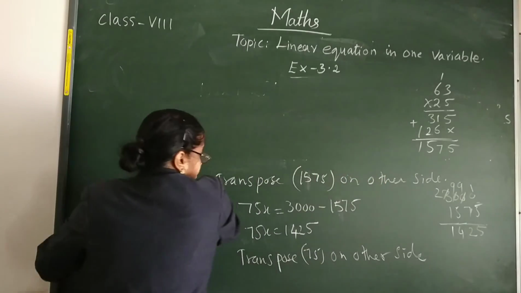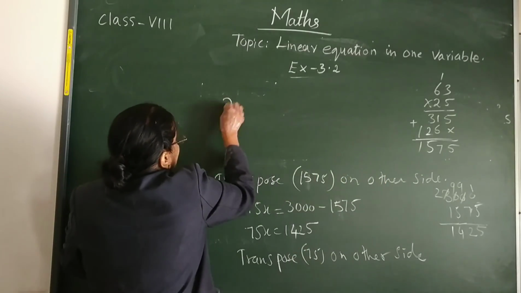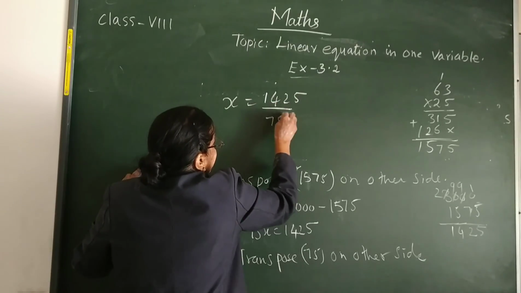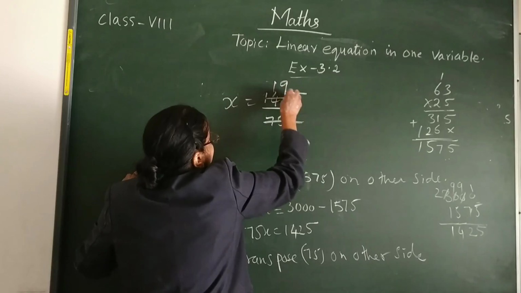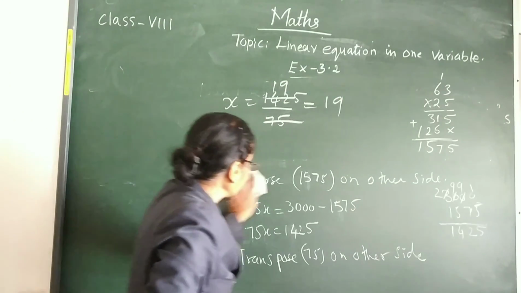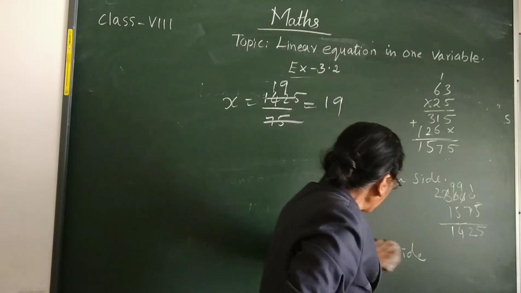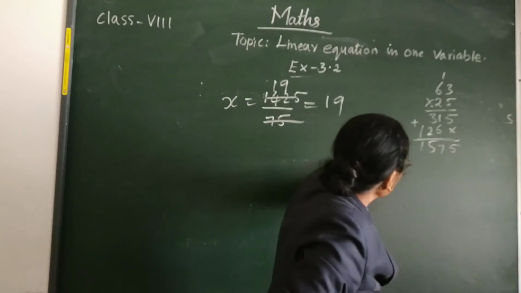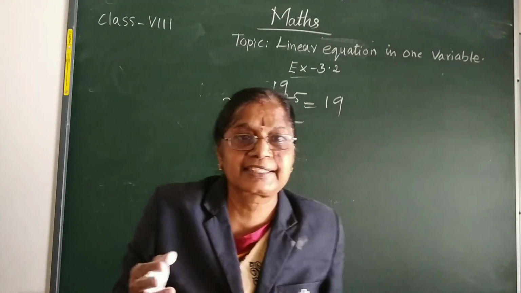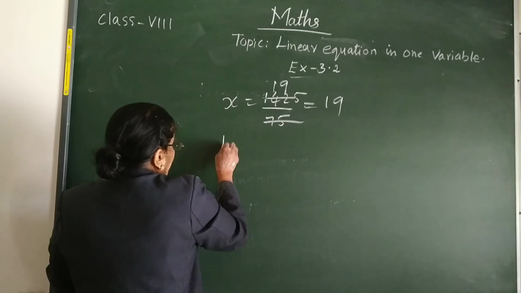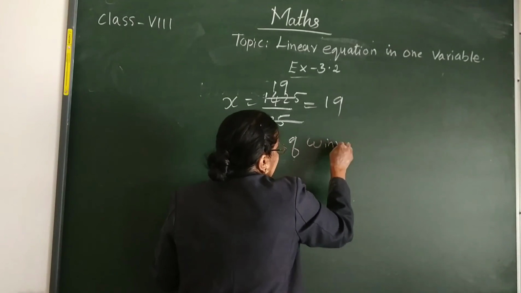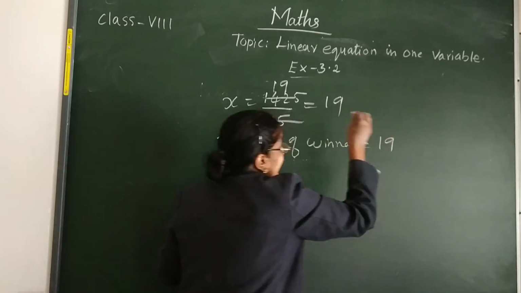Transposing 75 to the other side, it will go in the denominator. So x is equal to 1425 divided by 75. The answer is 19, so x is equal to 19. What was the question asked? How many of them are the winners? So the total number of winners is equal to 19.